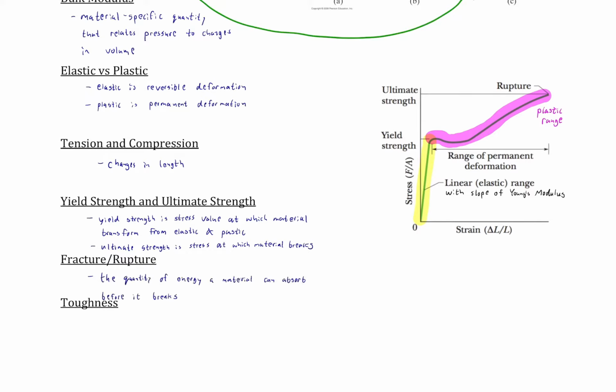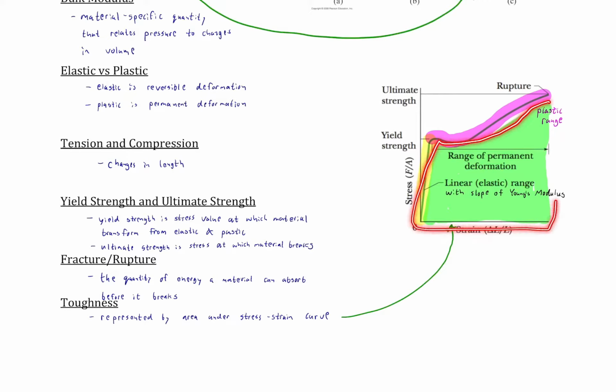Fracture and rupture, exactly what you expect. Toughness is the quantity of energy a material can absorb before it breaks. And toughness is represented by the area under the stress strain curve. And that's shown right here. So here we have this green area, which is the toughness. It is the area under the stress strain curve.